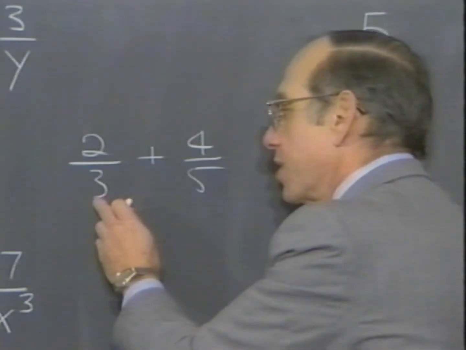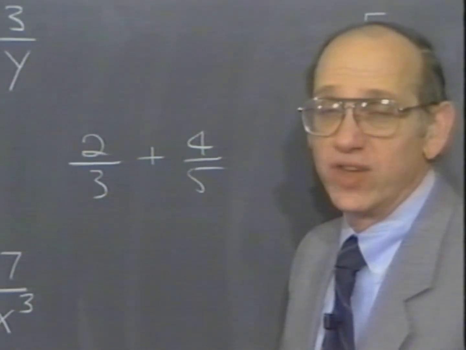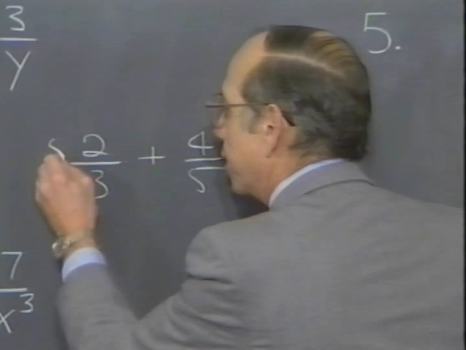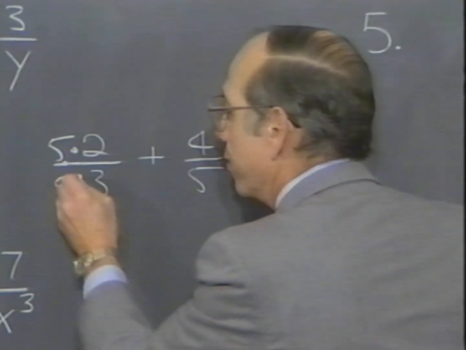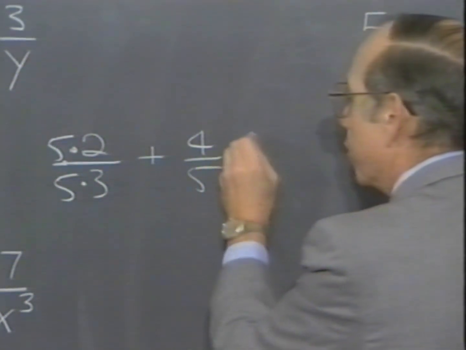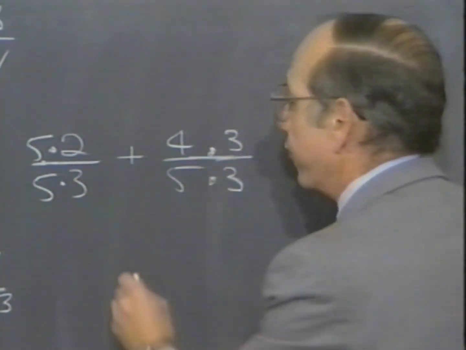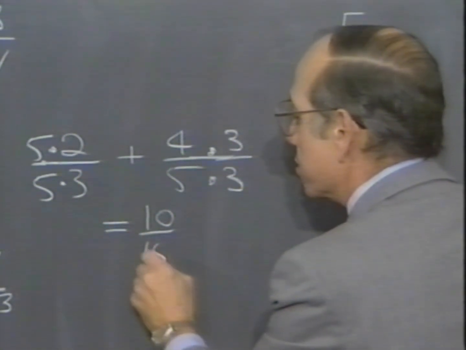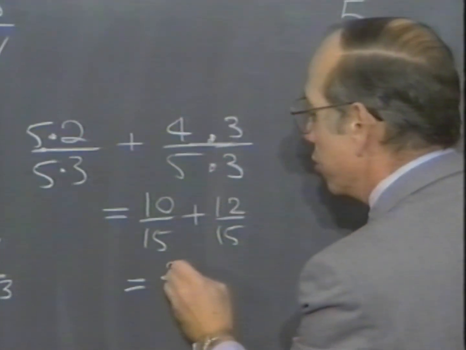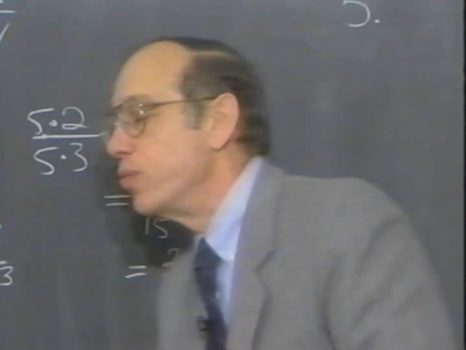So what you try to do is get both these fractions to have the same denominator. In this case, the denominator you're going to aim for is 15, which is the product of 3 and 5. So the first fraction, you multiply top and bottom by 5. That becomes 10/15. The second fraction, you multiply top and bottom by 3, so that you have 12/15. So now you have 10/15 plus 12/15, and that adds up to 22/15. All right?